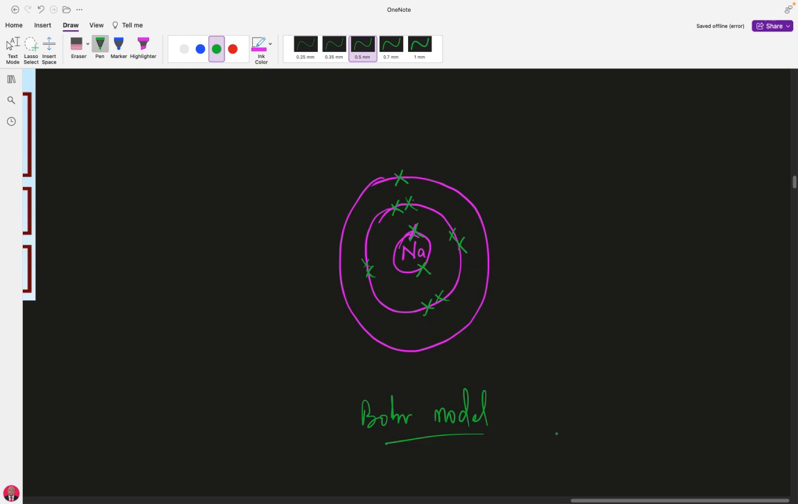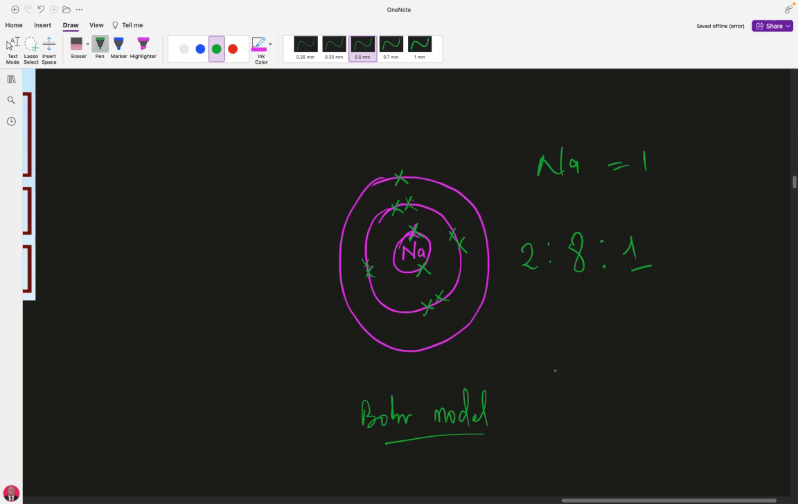Now, the electron configuration of this one is: the first shell contains 2 electrons, so we have 2. The second shell has 8, so we have 8. And the third shell contains 1, making a total of 11. This is a neutral sodium atom, which has 11 electrons.